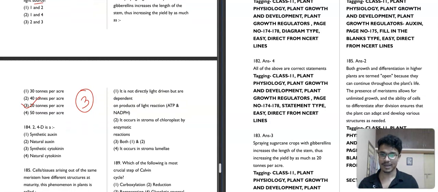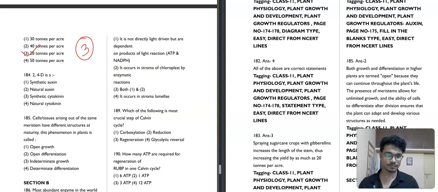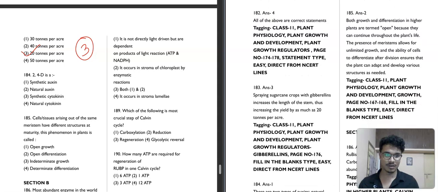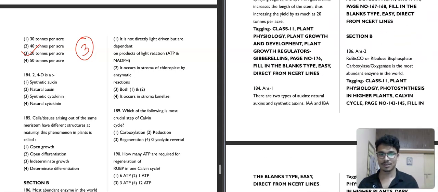Then question number 184. It is saying that 2,4-D is a synthetic auxin, natural auxin, synthetic cytokinin, or natural cytokinin. I got trapped in a similar question previously, but I will not get trapped here. This is a similar kind of question, but only one option is given here. 2,4-D, you know that it is a synthetic auxin. First option is our correct answer.